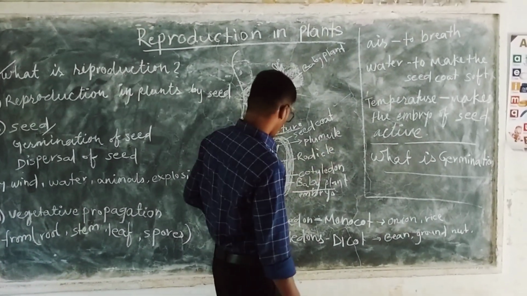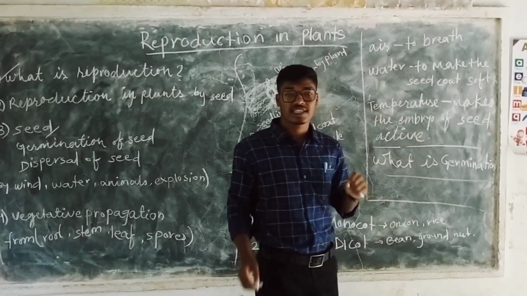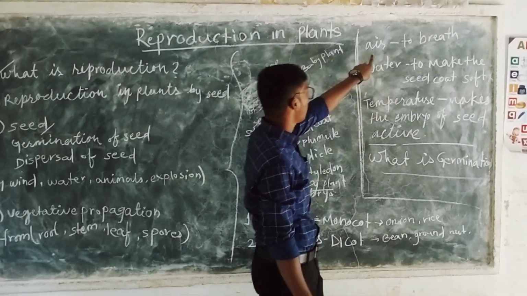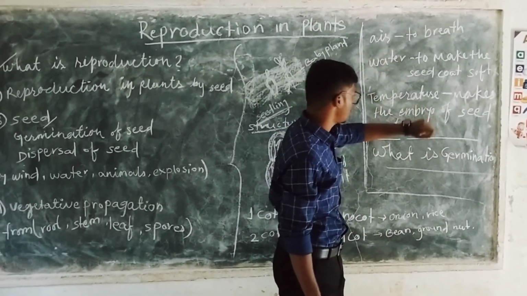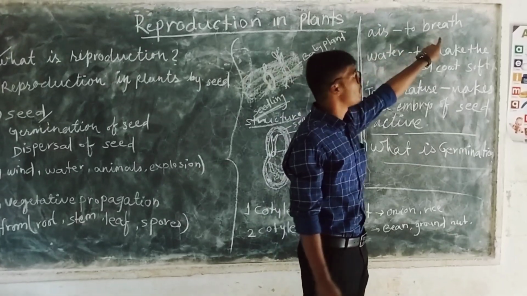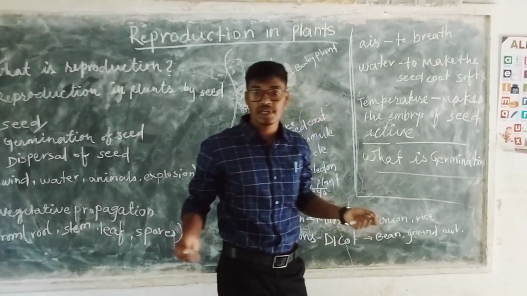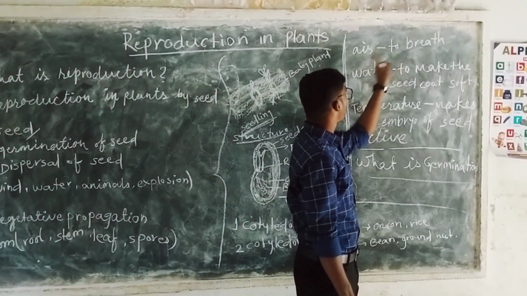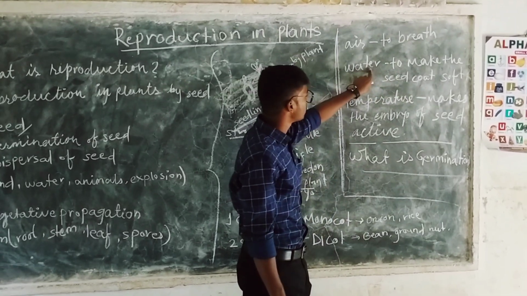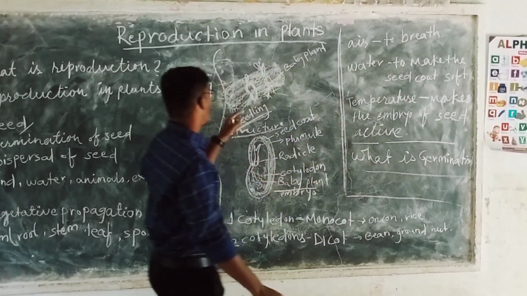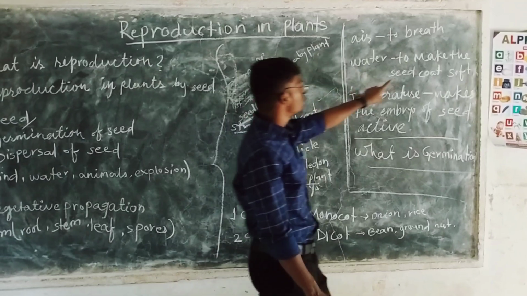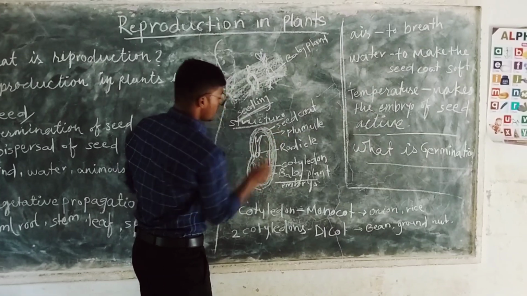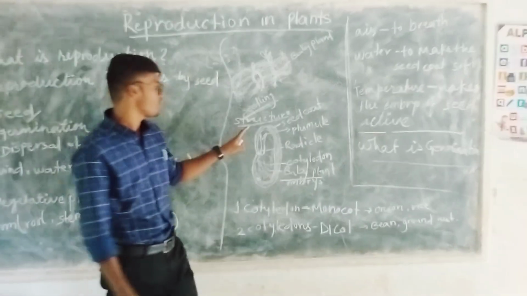So, for a plant, what are the things needed? I have written here: air, water and temperature. Air is needed for the plant to breathe. As we human beings breathe in order to live, the plant also breathes. And water: we pour water on the seed to make the seed coat soft, and if the seed coat is soft, the plant will come out very easily.